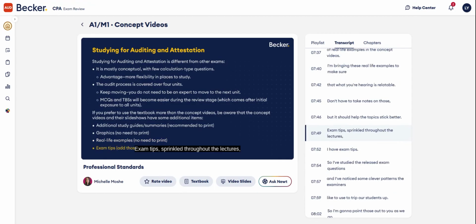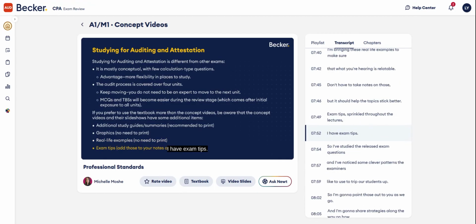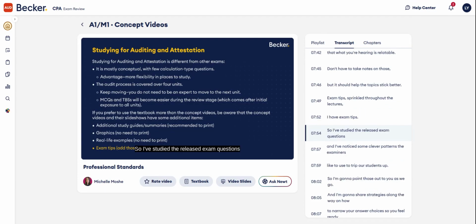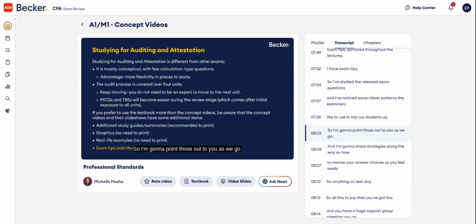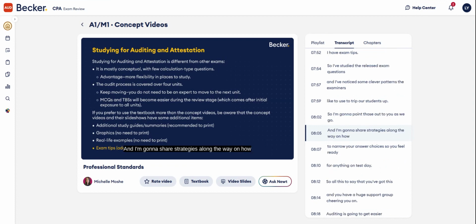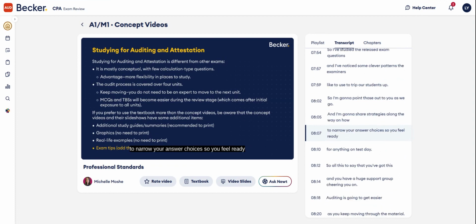Exam tips. Sprinkled throughout the lectures, I have exam tips. So I've studied the released exam questions, and I've noticed some clever patterns the examiners like to use to trip our students up. So I'm going to point those out to you as we go, and I'm going to share strategies along the way on how to narrow your answer choices so you feel ready for anything on test day.